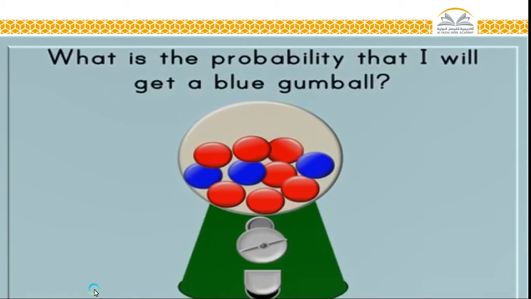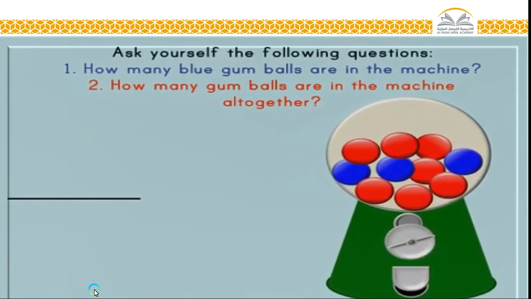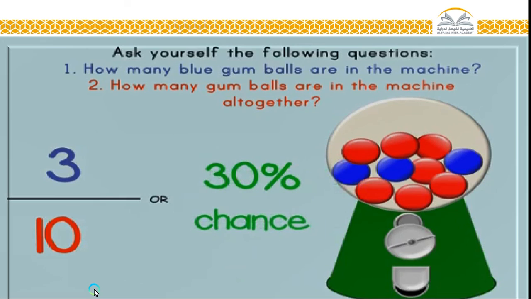Let's look at another example. What is the probability that I will get a blue gumball? Ask yourself the following questions. First, how many blue gumballs do you see in the machine? I see 3. How many gumballs are in the machine altogether? I count 10, 7 red ones and 3 blue ones. This means the chances of getting a blue gumball are 3 out of 10, or a 30% chance.